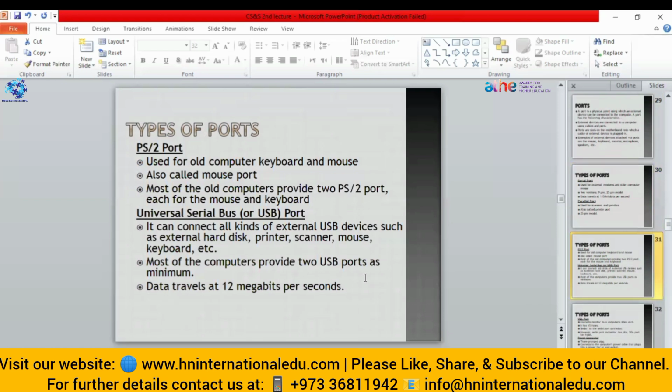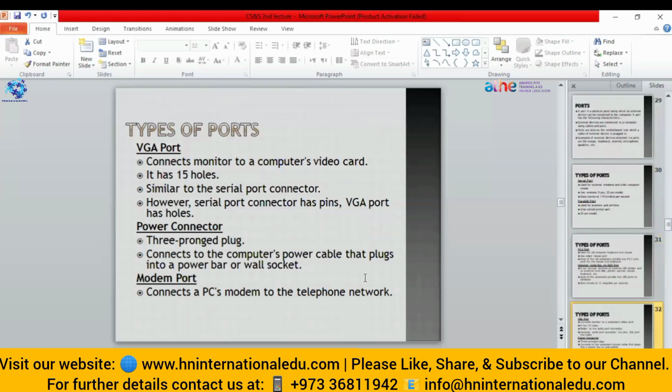The PS/2 port is used for old computer keyboards and mice, also called the mouse port. Most of the old computers provide two PS/2 ports, one each for the mouse and the keyboard. These are the two ports available on the backside of the computer. Now, Universal Serial Bus, the USB port, is the most common and a faster port that we can use inside the computer. It can connect all kinds of external USB devices such as external hard disks, printers, mice, keyboards. Most computers provide two USB ports as the minimum, and we can extend these ports. Data travels at 12 megabits per second. So these are the faster ports.